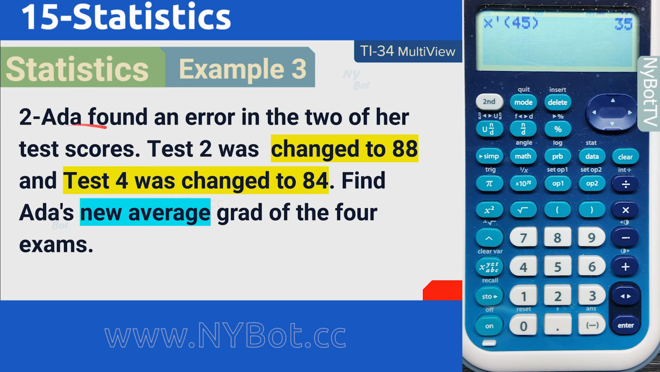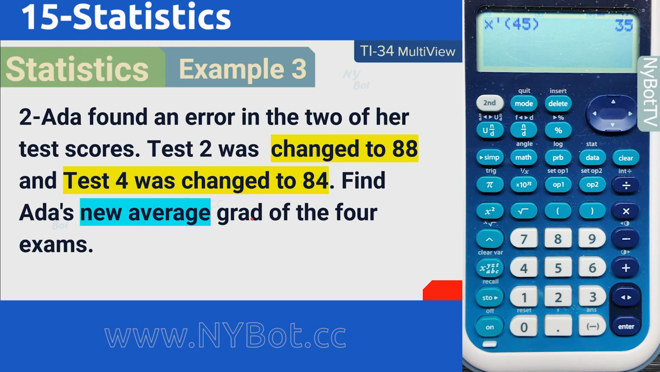Number 2, Ada found an error in 2 of her test scores. Test 2 was changed to 88 and test 4 was changed to 84. Find Ada's new average grade.